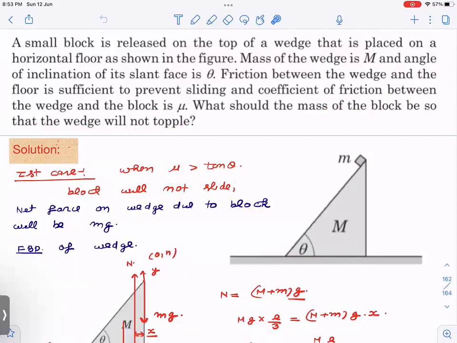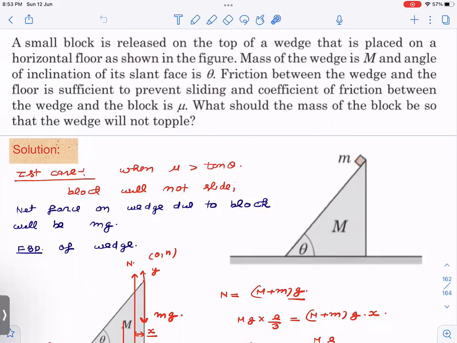So in this question, there are two cases. The first case is if this block slides; the wedge will not slide because it is given that friction is enough. So there are two possible scenarios: one when the block will slide and another when it will not slide. We will see both one by one. First, let us see when the block is not sliding.